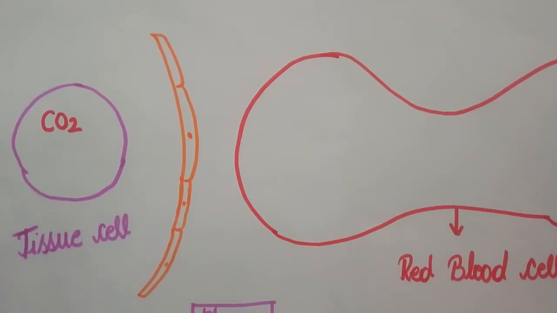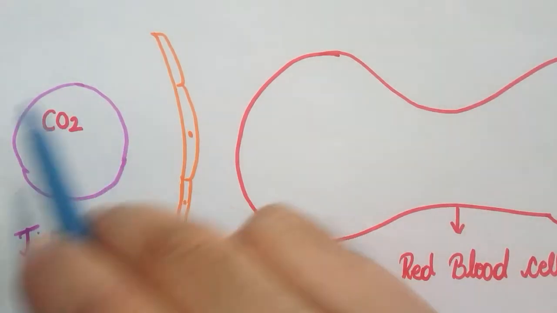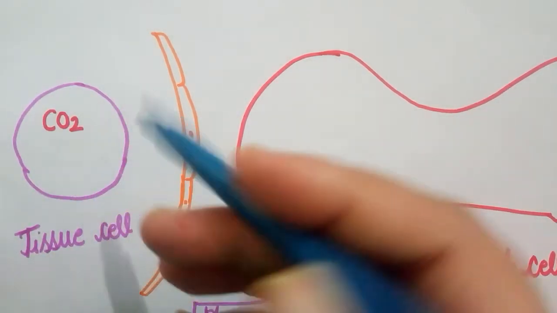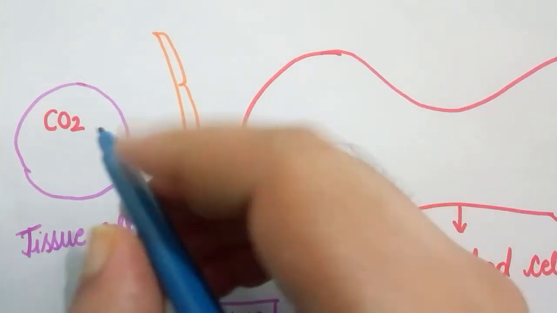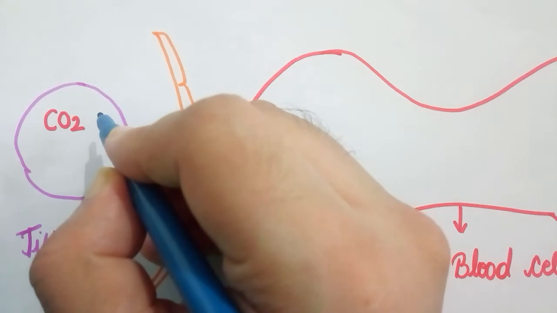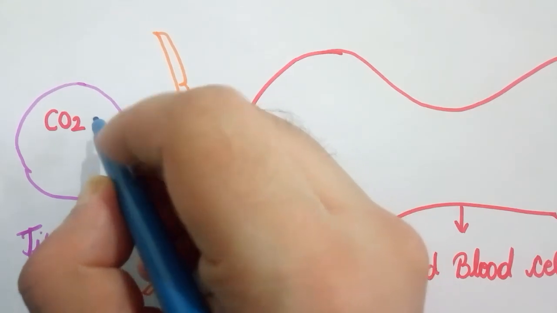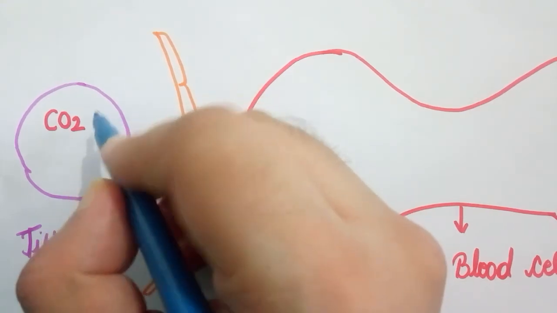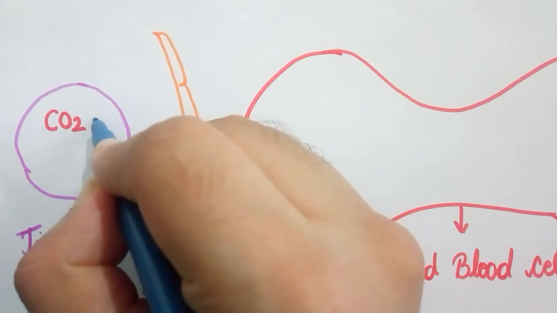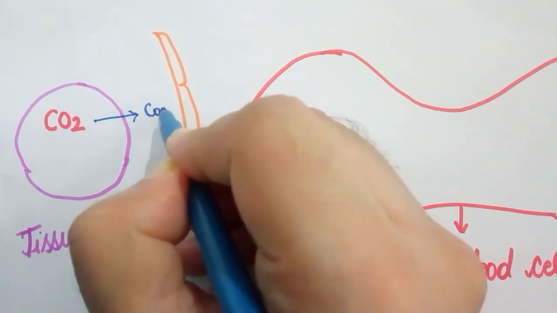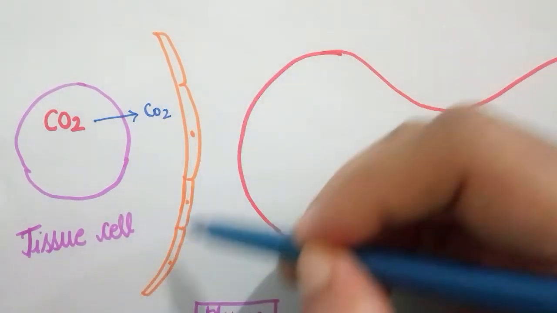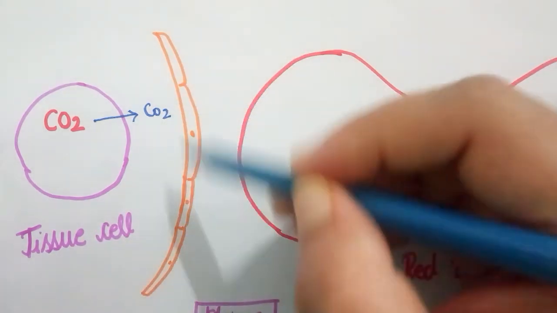Okay. So now let us take this is the tissue cell. Okay, a normal body tissue cell which is actively respiring. So when it is actively respiring, obviously a respiring cell is going to produce carbon dioxide, correct? Now this carbon dioxide is going to move out of the cell, and this is the blood. These are the cells of the capillaries.